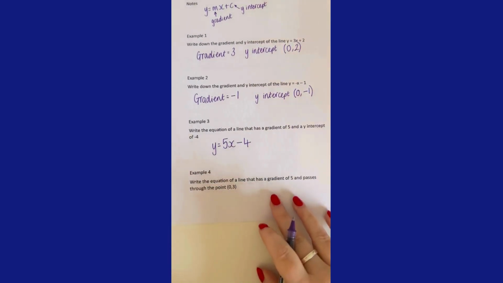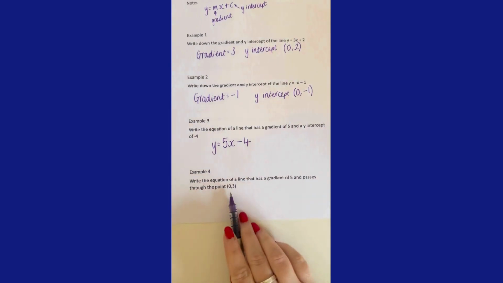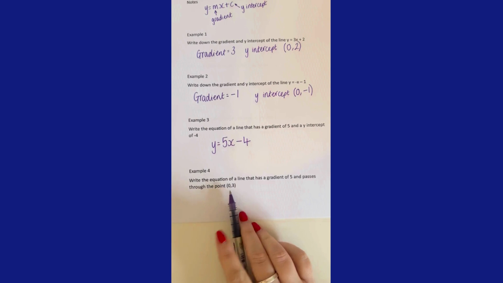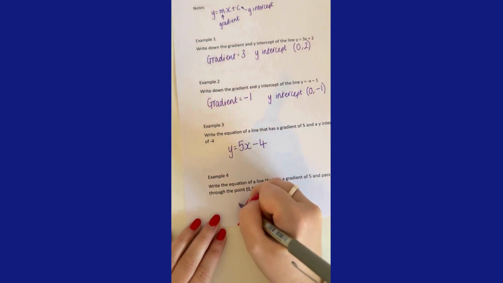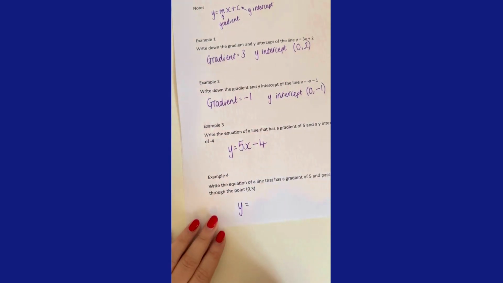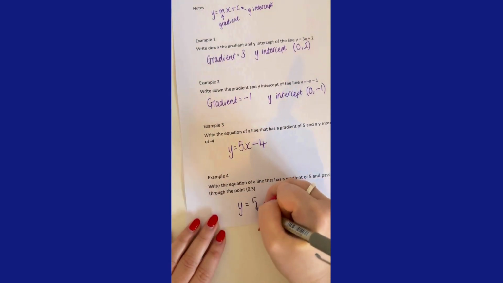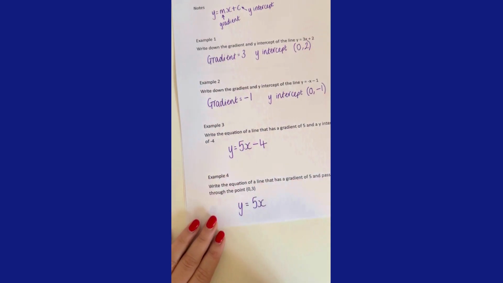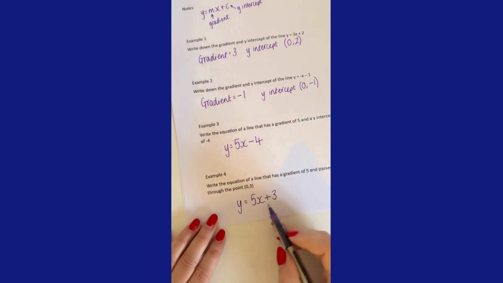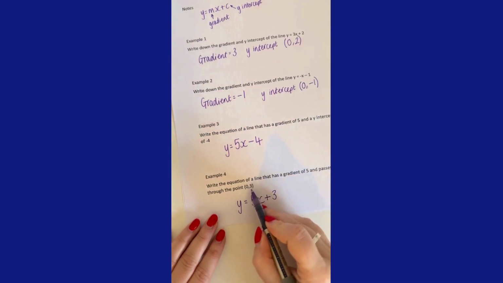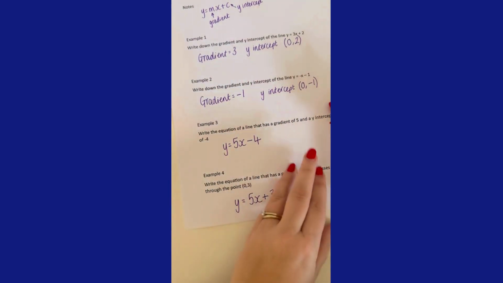Example number 4, very similar. However, this time it gives us the y-intercept as a coordinate. Now, you'll know from up here, if our x-coordinate is 0, that means our y is the y-intercept point. So I can see here my y-intercept point is going to be 3. So for this equation, it's going to be y equals my gradient, which again is 5x, and passes through the point 0, 3. So my y-intercept is going to be plus 3, and it's going to be a plus because this is a positive number here. Okay.